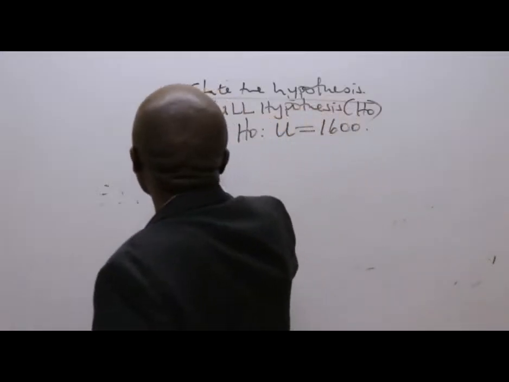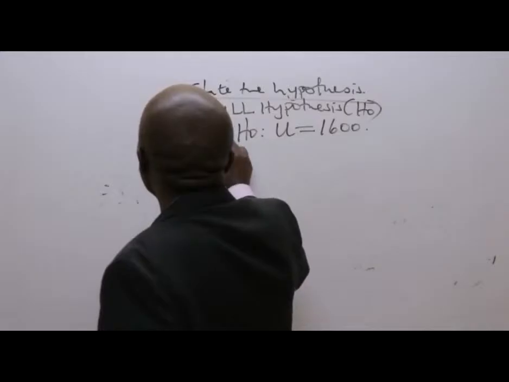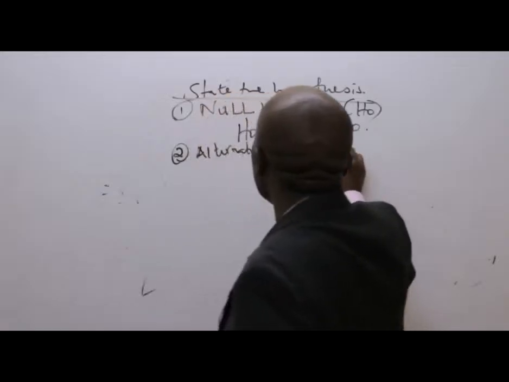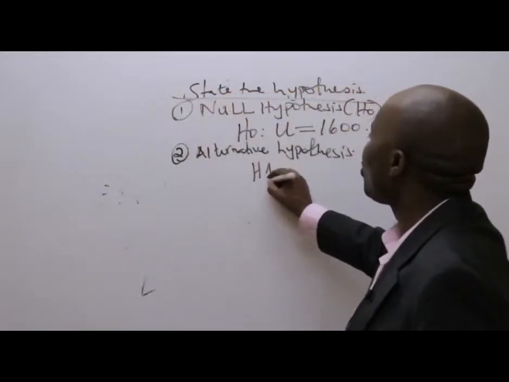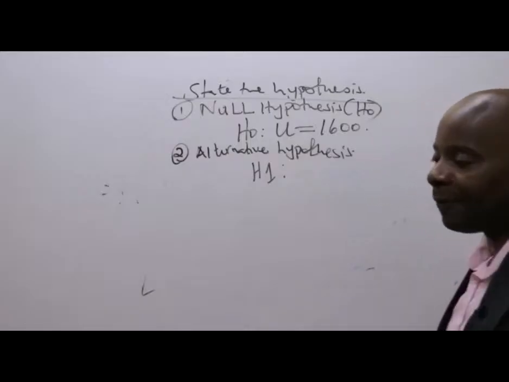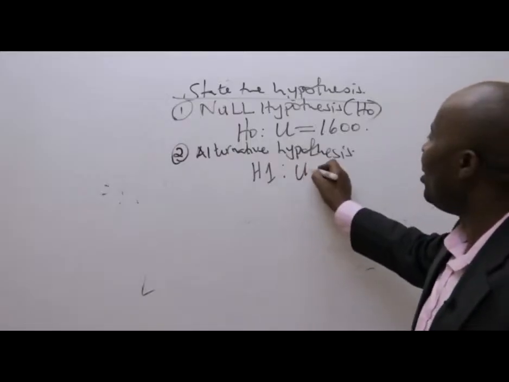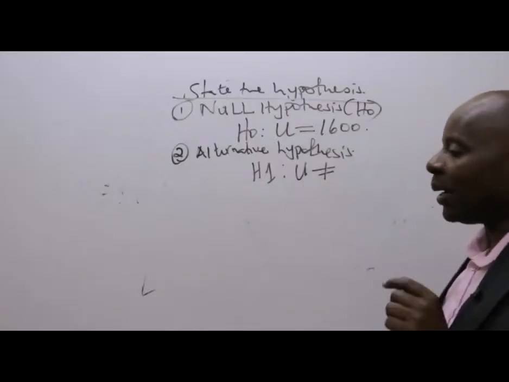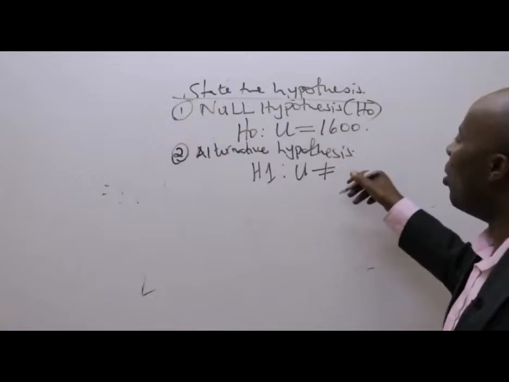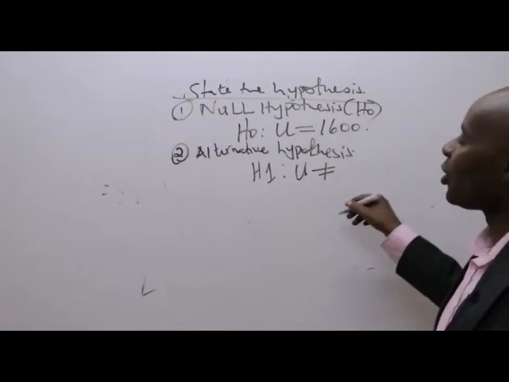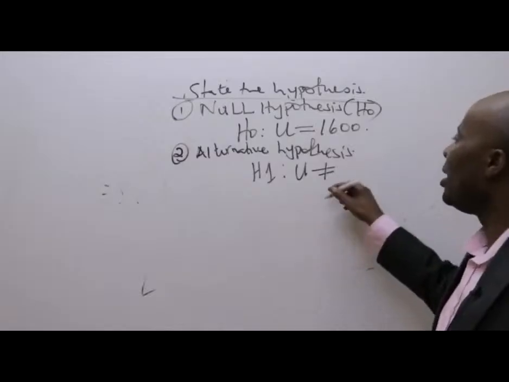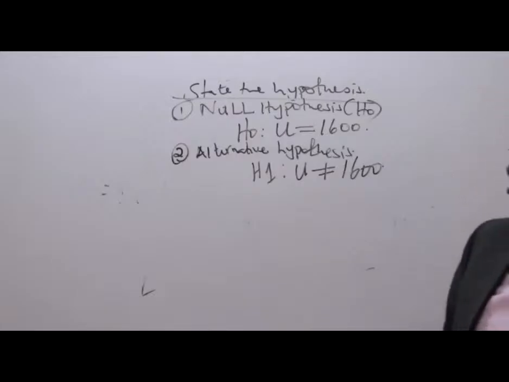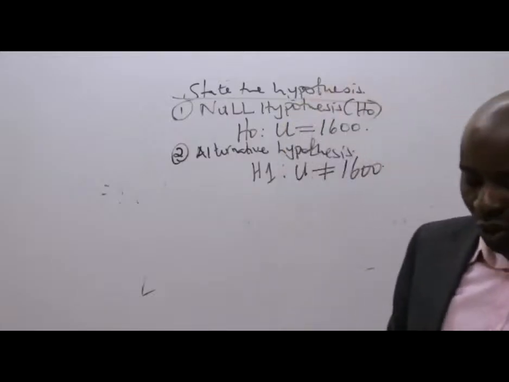So we have what we call the alternative claim or alternative hypothesis, which we denote as H1. Mu stands for the mean. Our lifetime here could be either more or less than 1600, so our population mean is not equal to 1600.